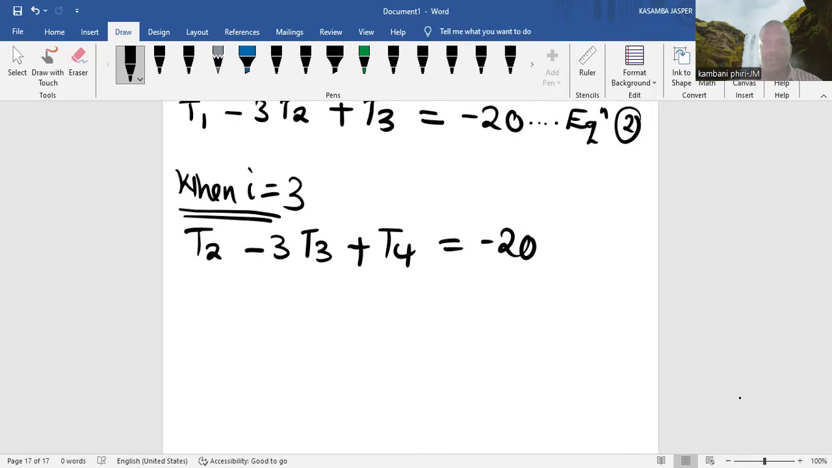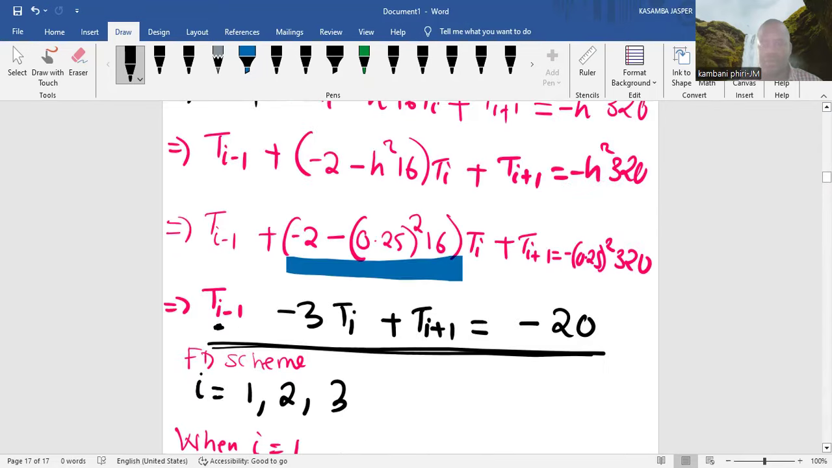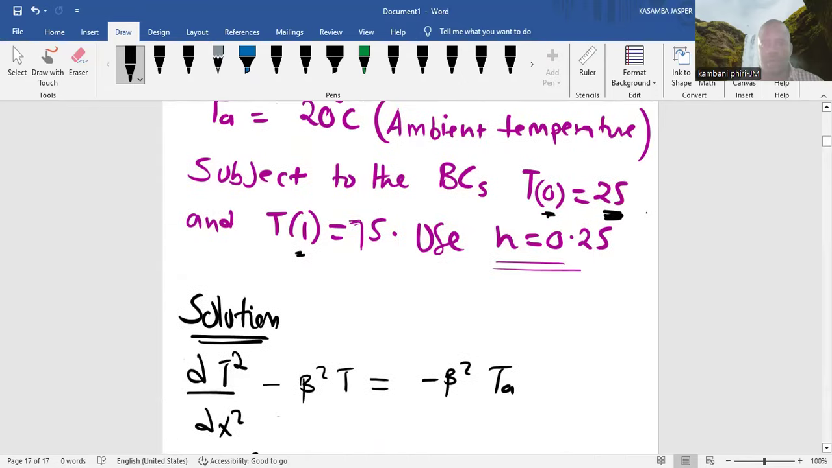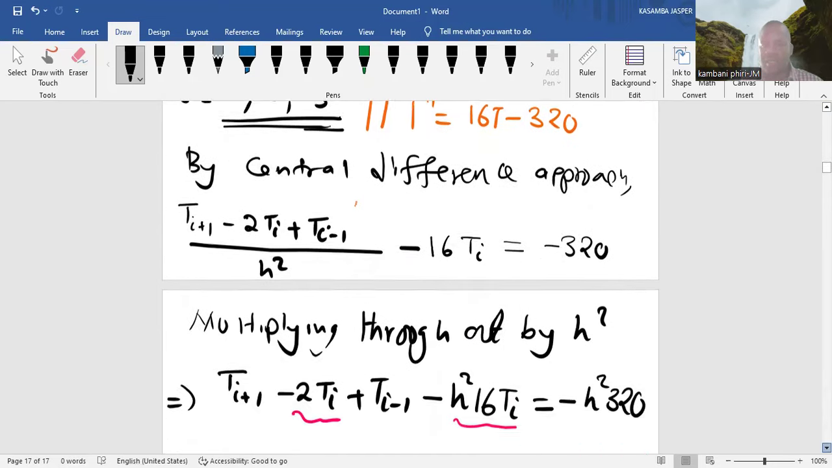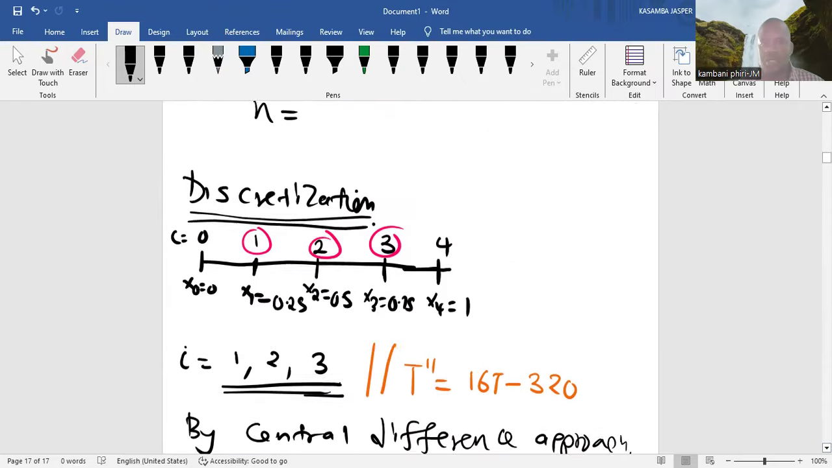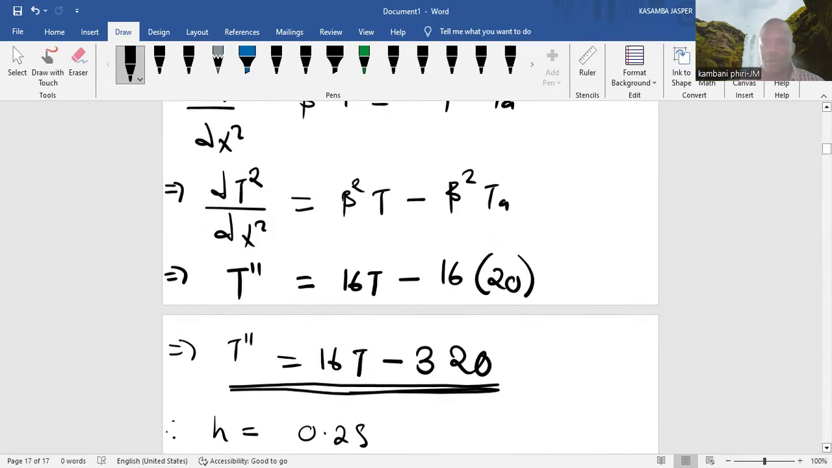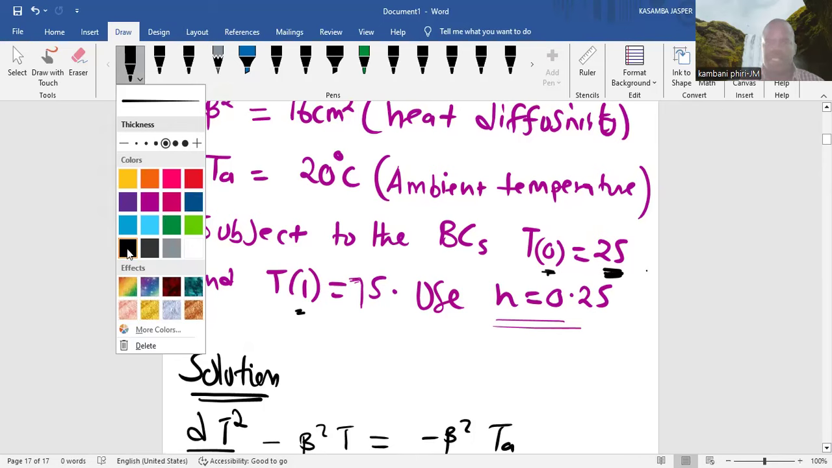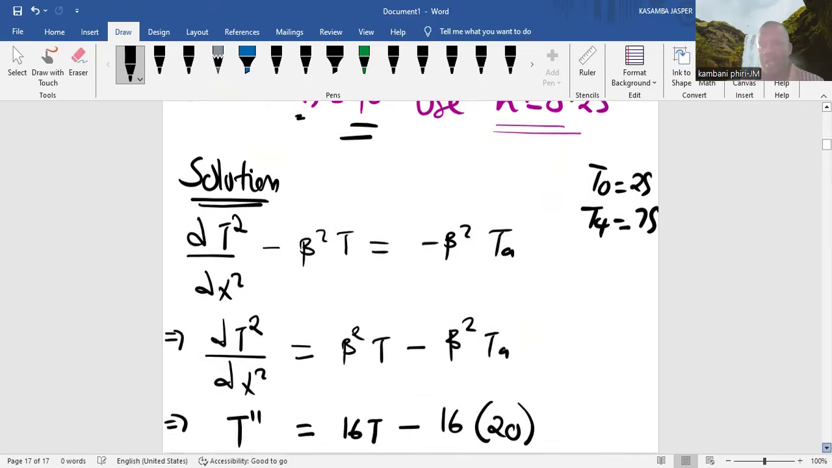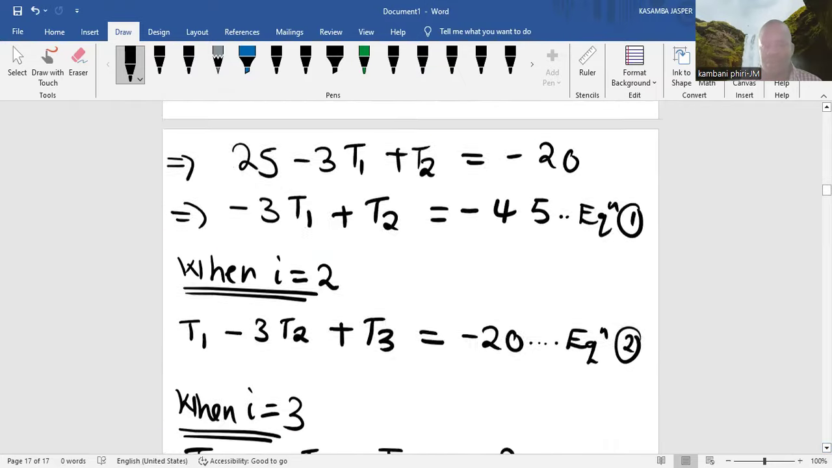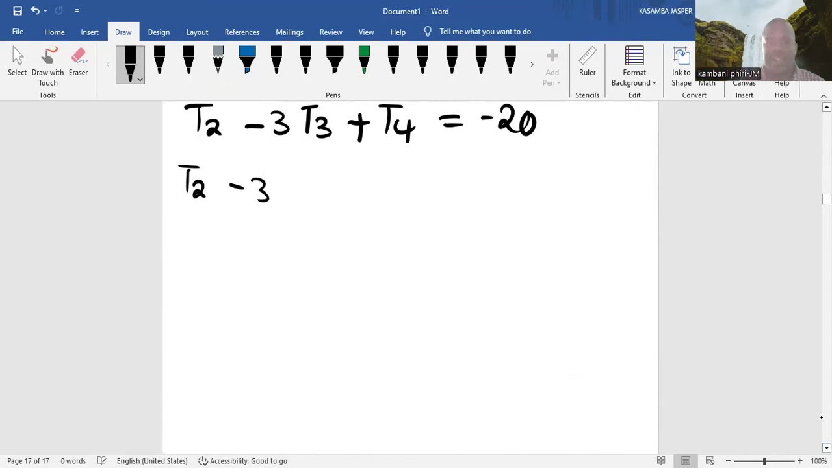Okay? But now, T4 is our boundary. If we come back to our discretization here, T4 is the boundary. So you get the value from the boundary condition of the upper limit. If you look at our boundary condition, T0 was for the lower limit, and we got 25. But T4 is for the upper limit, and the value for the upper limit is 75. So that's what we'll get for T4. So we are going to have T2 minus 3T3 plus 75. This will give us negative 20.